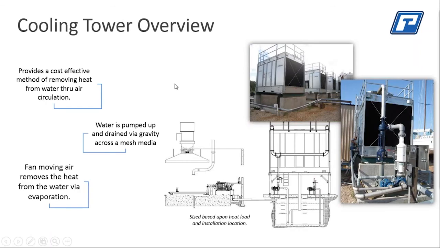Cooling tower overview. This is another one of the major portions of the system. You can see the picture up in the right-hand corner. This is an installation of multiple cooling towers. What does this do? The cooling tower is a device that is designed to remove the heat from the water via evaporation. So what's happening is, as you can see in this, in fact, I'm going to zoom in if you don't mind.